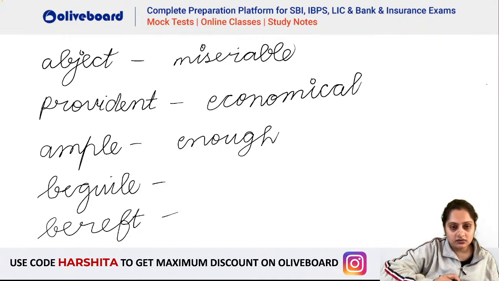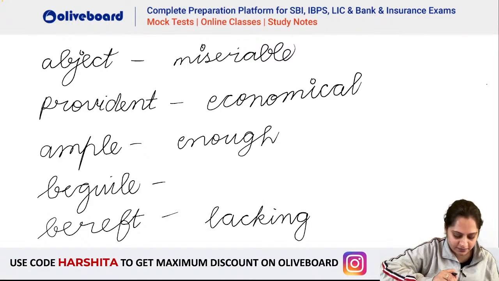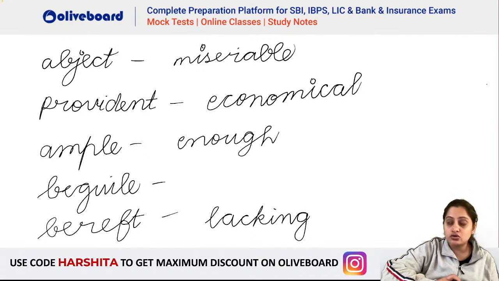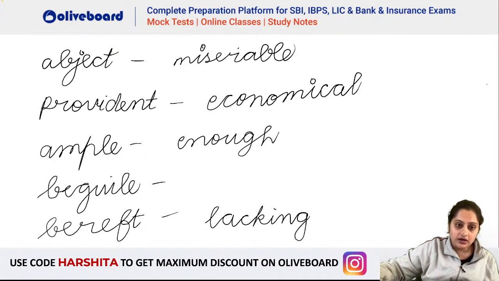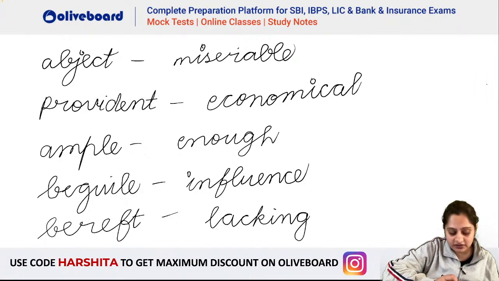Beguile means... Bereft is lacking. Okay. Bereft is lacking something. You have a shortage of something. Bereft of. You lack it. You have a shortage of it. Okay. And when you try to influence in a clever way, attract someone with slyness, that is beguiling. You try to capture their attention very cleverly.